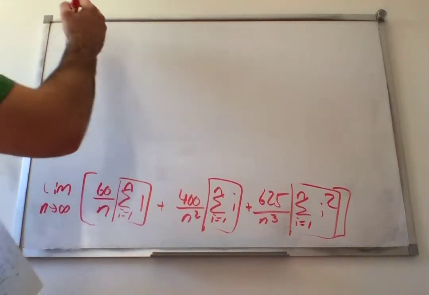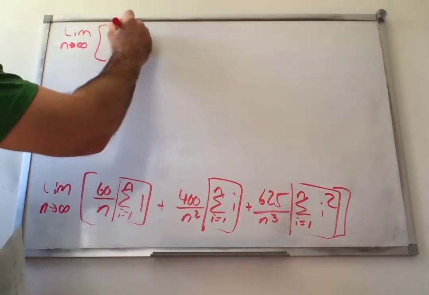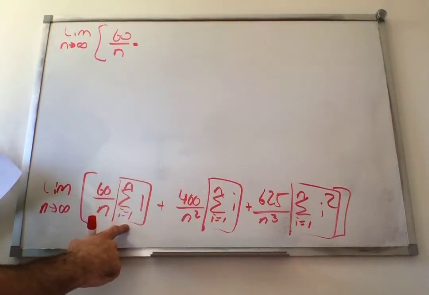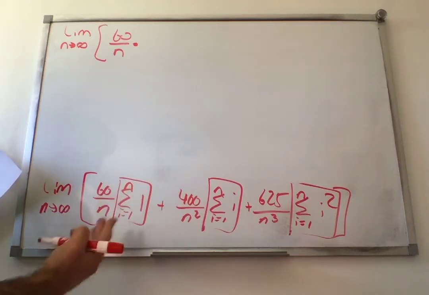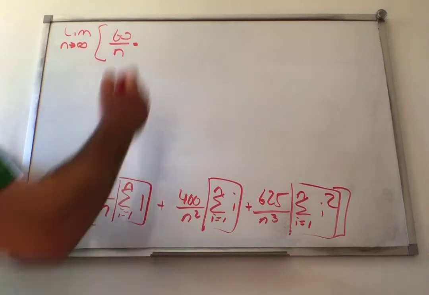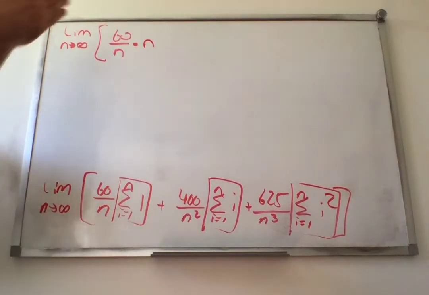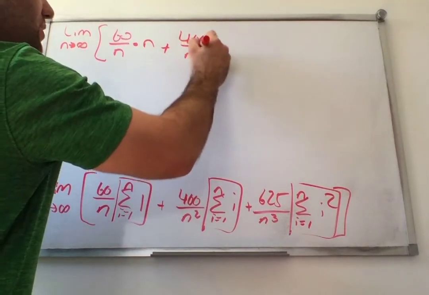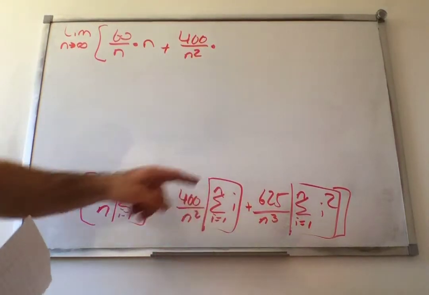Alright, so we still have the limit as n goes to infinity of 60 over n times, now what this sum is doing, this is not an i, this is just a 1. So it's adding 1 plus 1 plus 1 plus 1 n times. 1 plus 1 plus 1 plus 1 n times is n. I'll save the canceling for the next step. I see the n and the n will cancel. Plus 400 over n squared times, now the sum from i equals 1 to n of i.